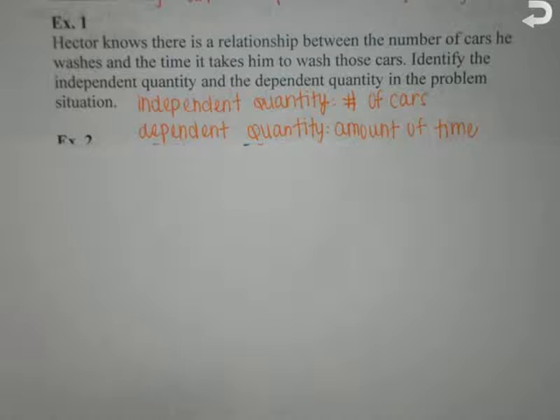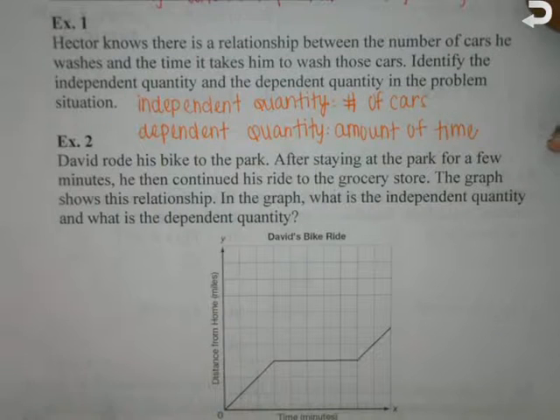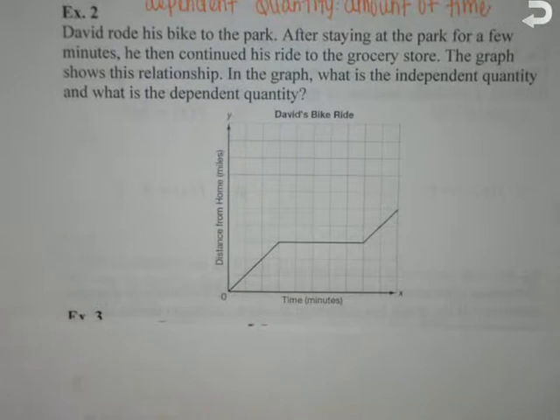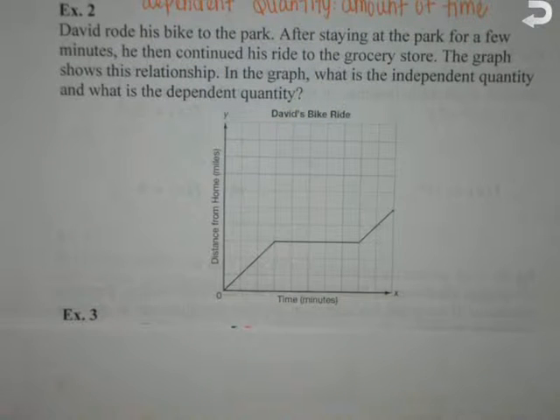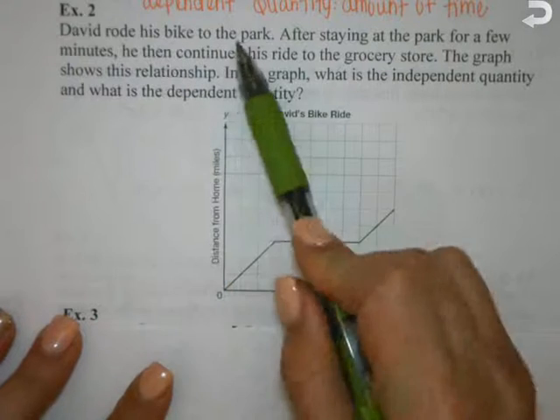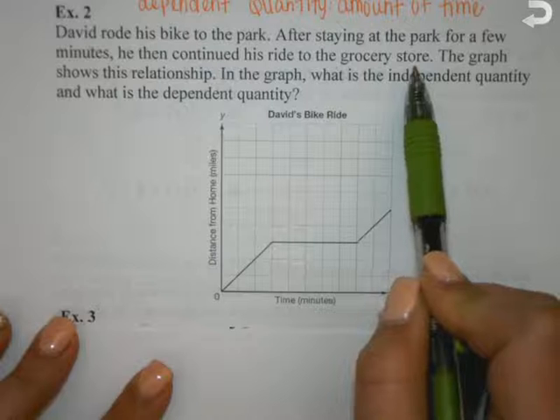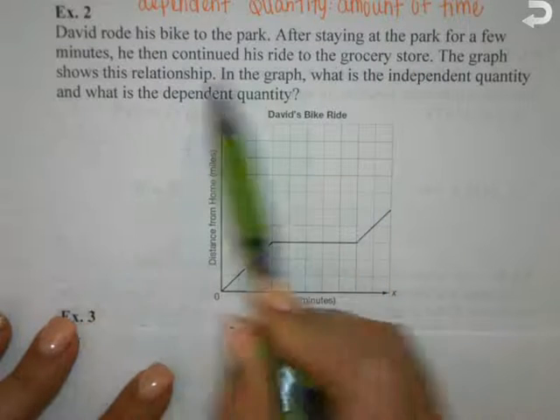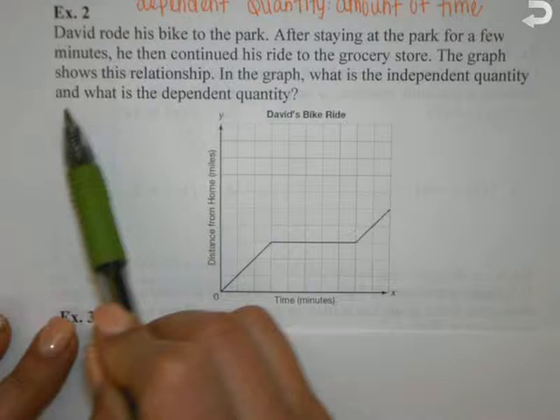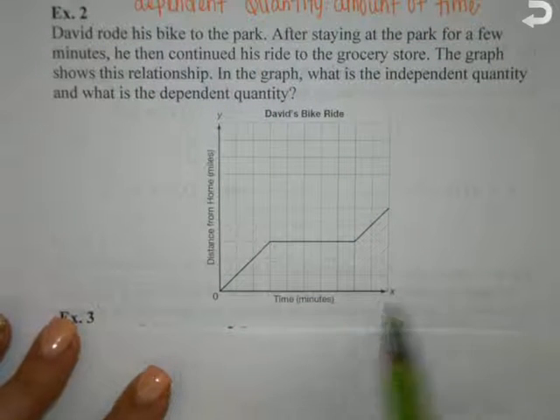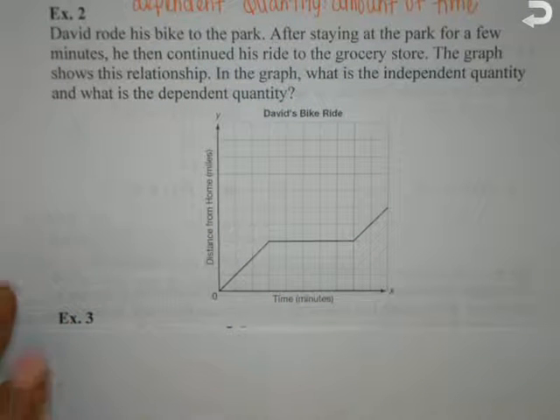Okay, example 2 is similar, but this time they give you a graph. I suggest that you sketch the graph as best you can, but you don't have to write all the words. So I'll read you the problem while you're sketching. David rode his bike to the park. After staying at the park for a few minutes, he then continued his ride to the grocery store. The graph shows this relationship. In the graph, what is the independent quantity and what is the dependent quantity? The x-axis is how much time he was away. The y-axis is the distance that he was from home.